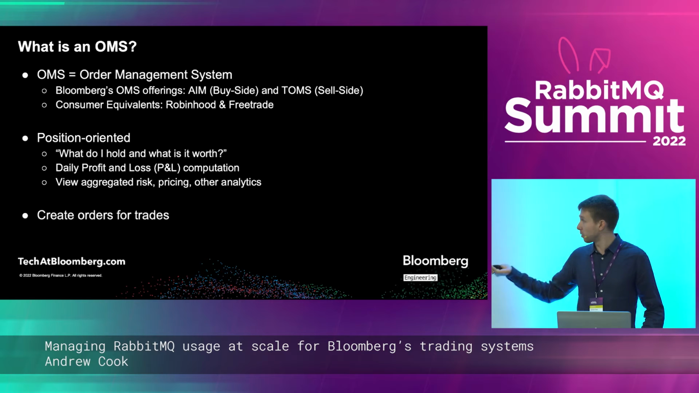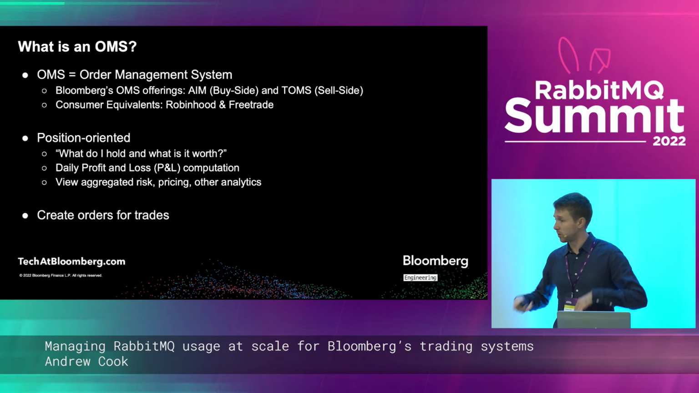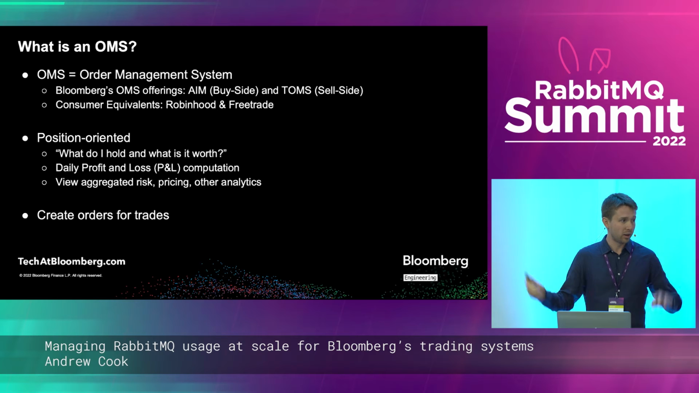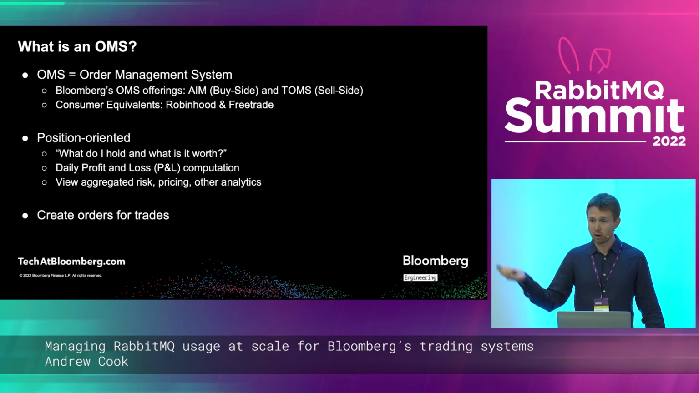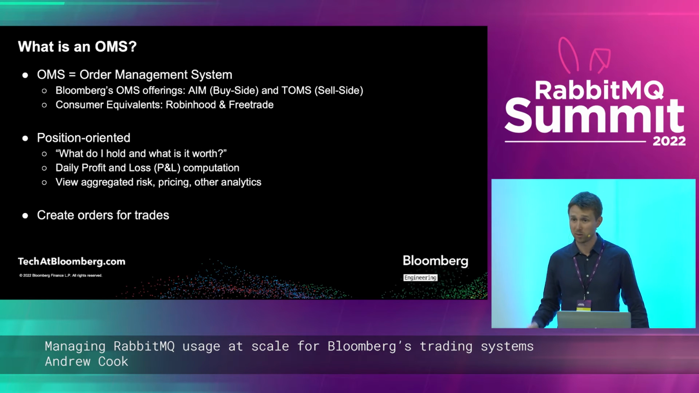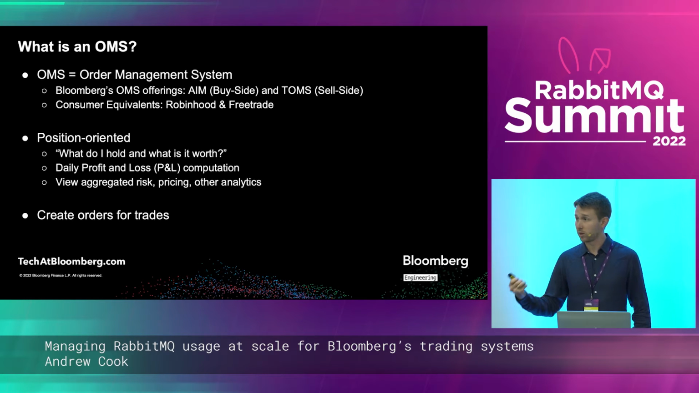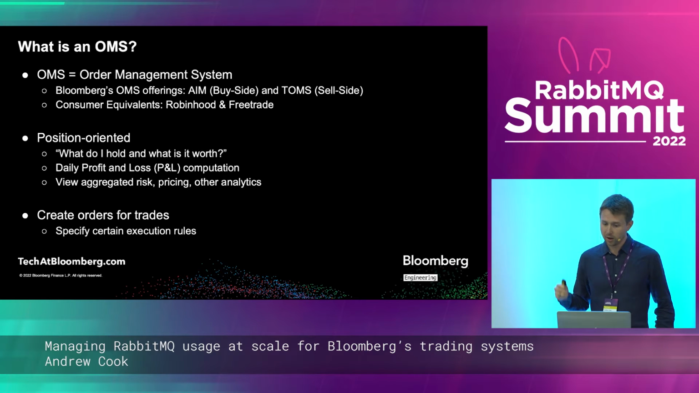And then finally, I think the most obvious thing is called an order management system because you're making orders for trades. You're saying, hey, I want to buy 10 million shares of IBM or something like that, or I want to buy a bunch of Tesla bonds. You put in the order, and then something behind the scenes will resolve that into actual trades.